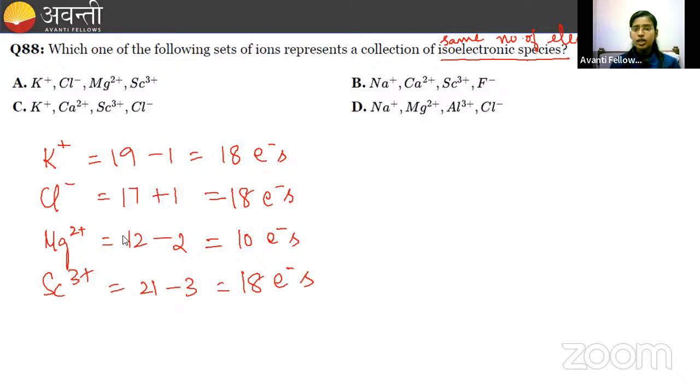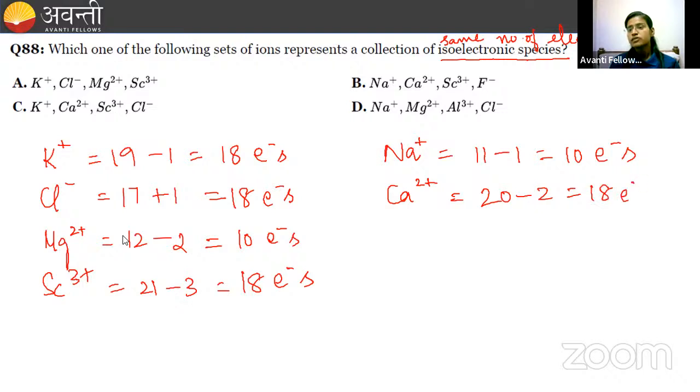So it has sodium. The atomic number of sodium is 11. Okay. So 11 minus 1 because it loses one of its electrons. So 11 minus 1 is 10. So it is a 10 electron species. And then coming to calcium, the atomic number of calcium is 20. 20 minus 2 is 18. So here itself it is going wrong. So option B is also incorrect.